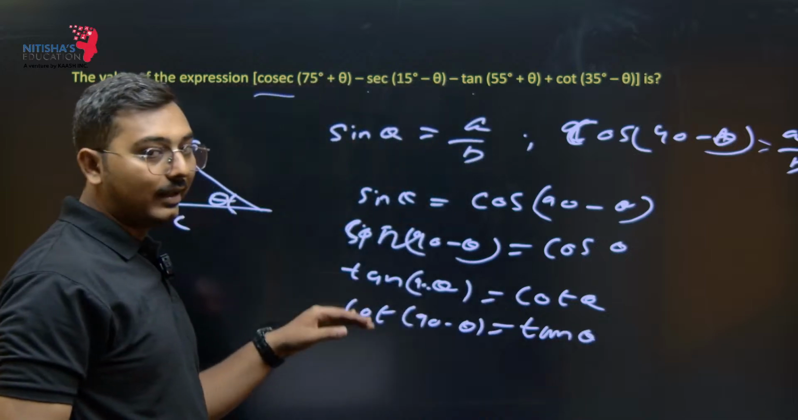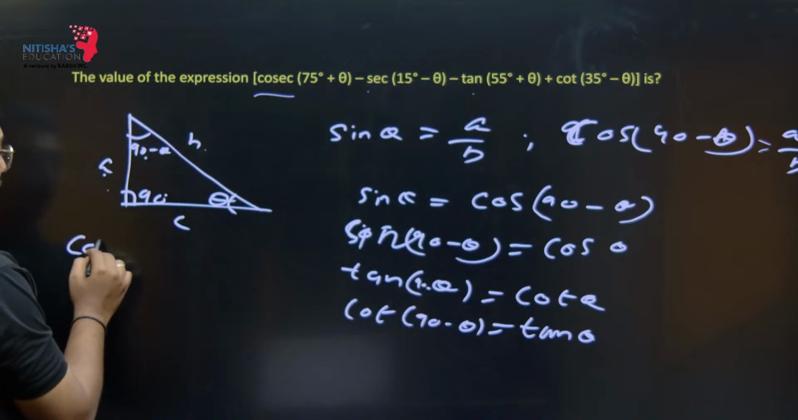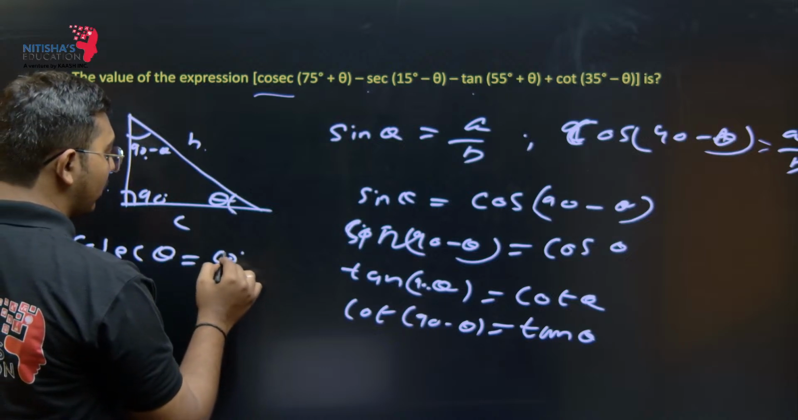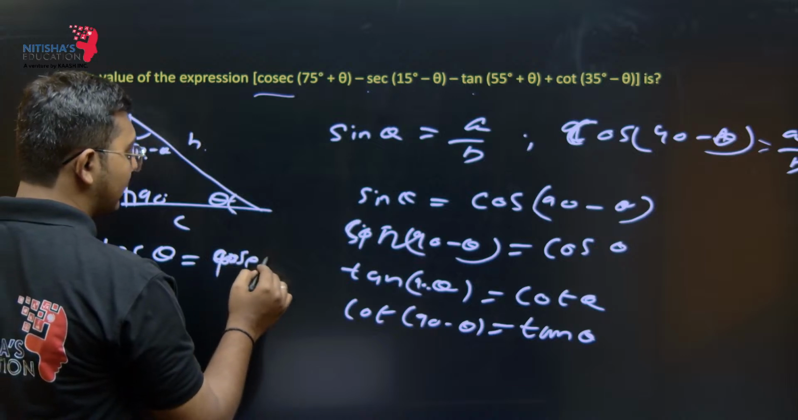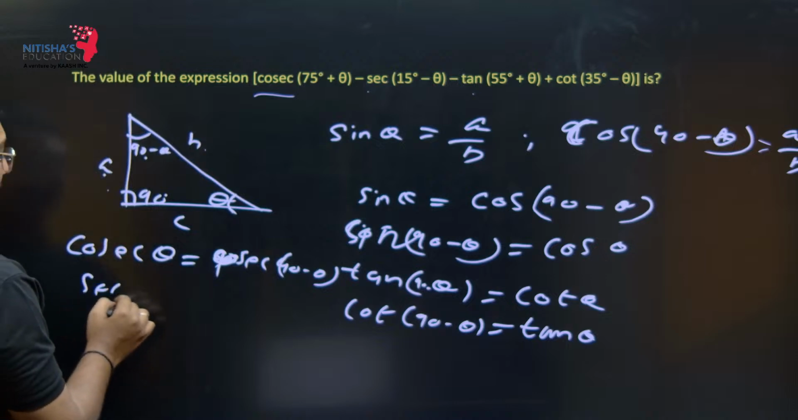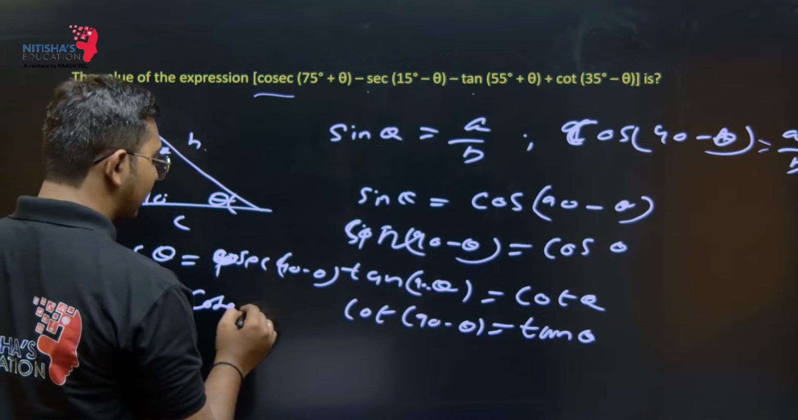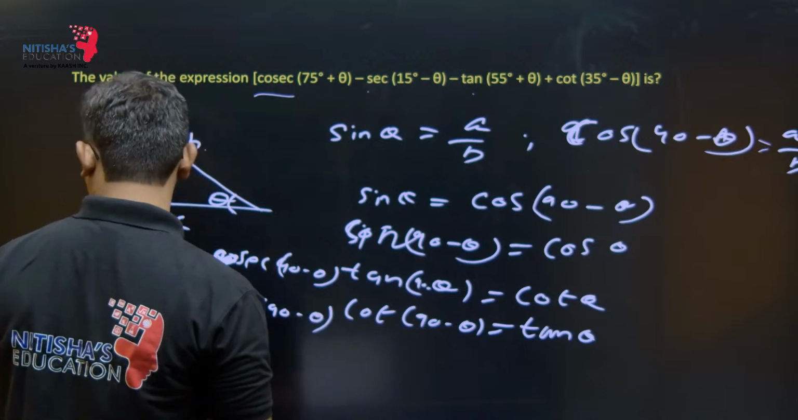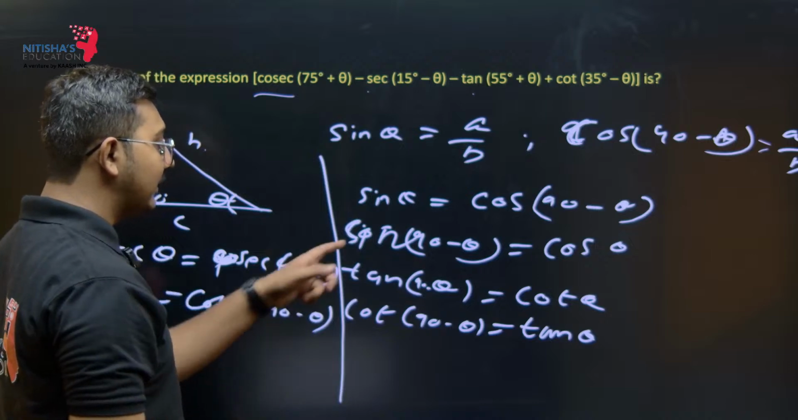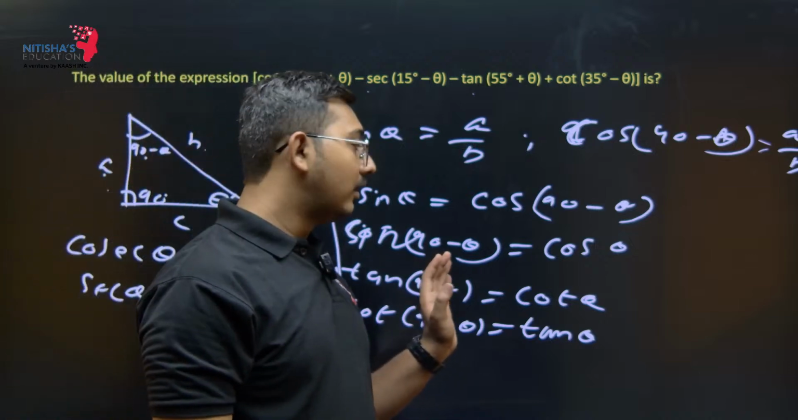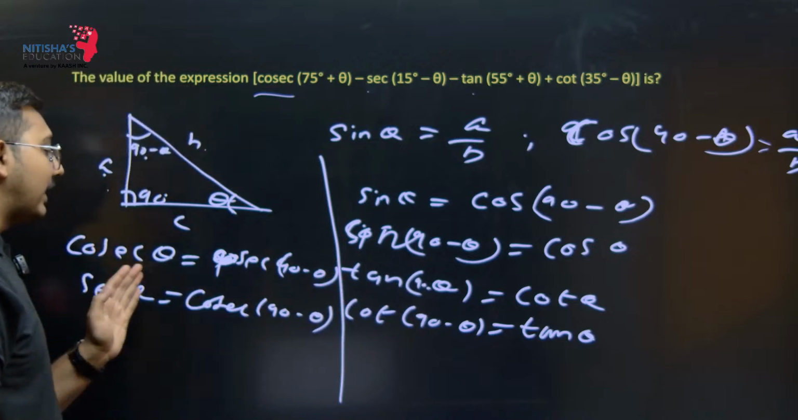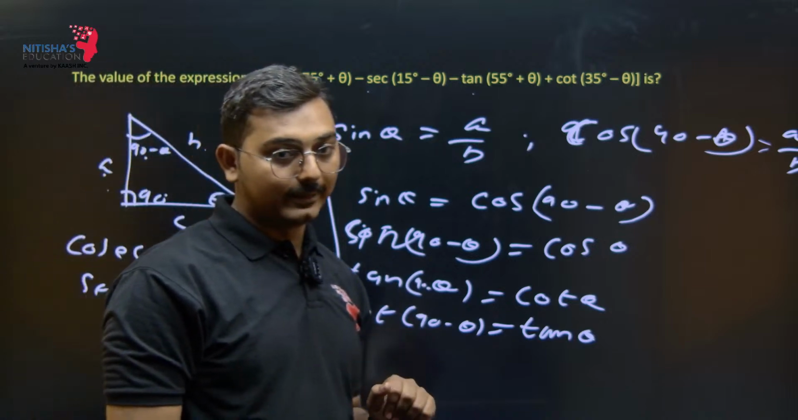Tan and cot are interlinked with one another, and cosec theta is equal to sec(90 minus theta). Sec theta is cosec(90 minus theta). Okay, so these are the 6 relations, the 6 links between sin and cos, tan and cot, and cosec and sec.